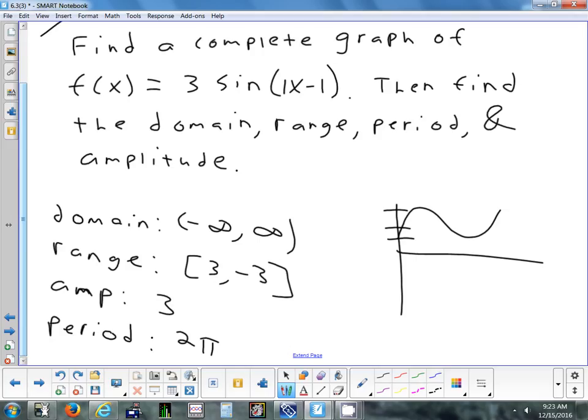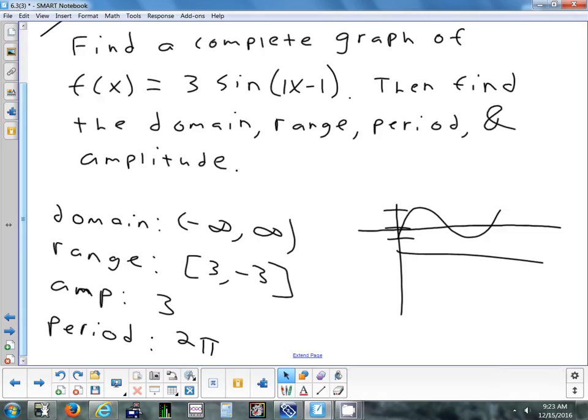So now maybe your range is from 1 to 3, okay? And the amplitude there would be 1. Okay, the amplitude is the highest the graph goes off that center line. So that's an amplitude 1, but the range is 1 to 3, okay? So any question on that?